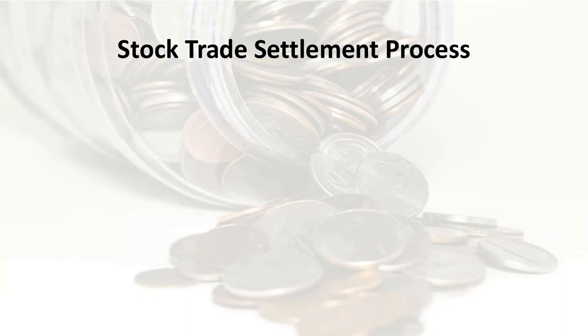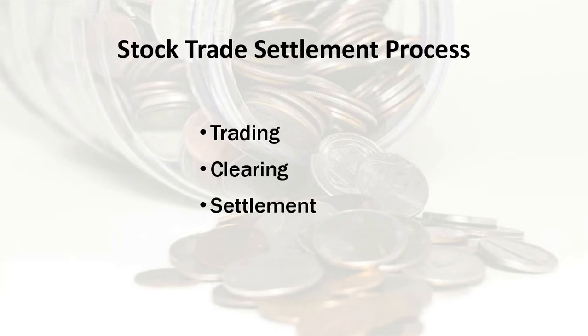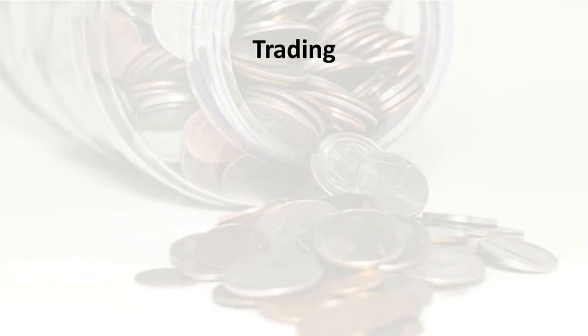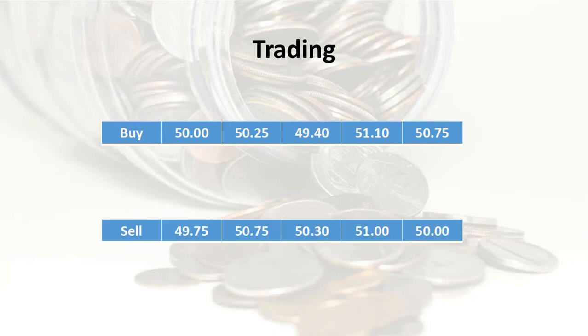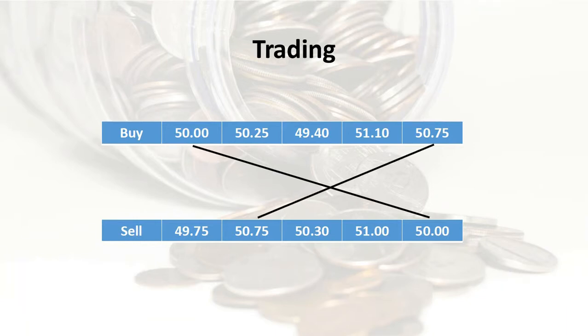There are three basic steps: trading, clearing, and settlement. In trading, a large number of trades occur simultaneously. The stock exchange uses an electronic order matching system to match the buy orders and the sell orders from different traders. This way, each trade is executed.